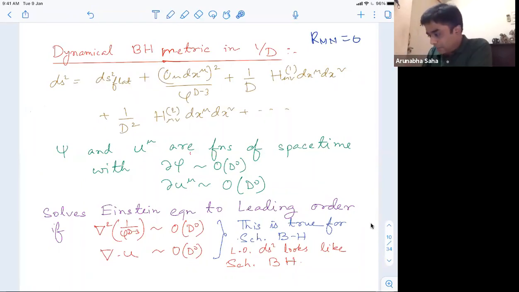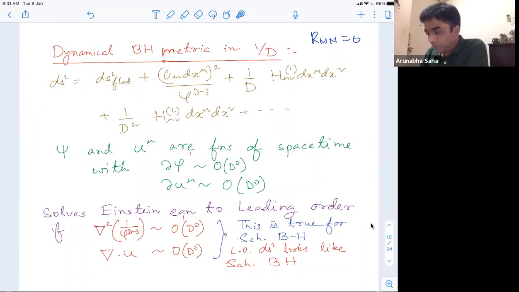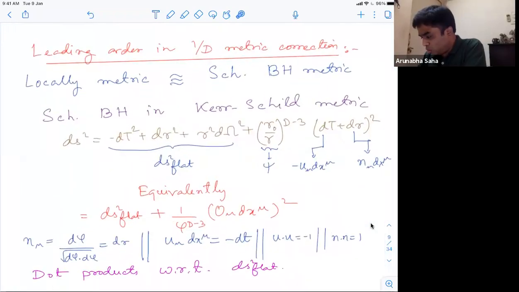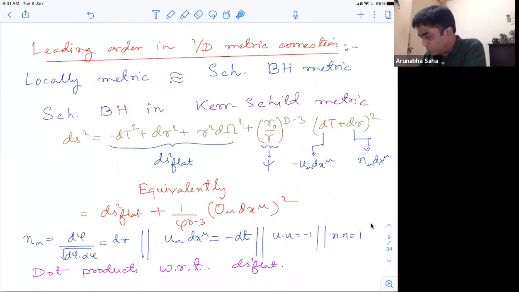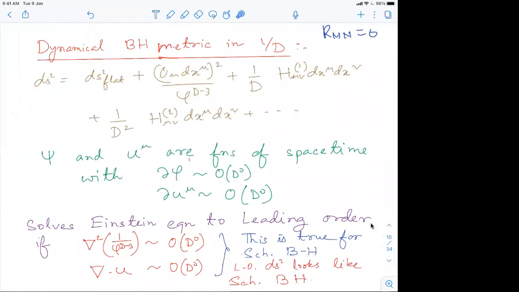It can be shown that this part of the metric solves the vacuum Einstein equation to leading order in large D. But is this a fixed solution, or can there be multiple solutions? This solution has a functional degree of freedom, in fact two functional degrees of freedom. This psi is an arbitrary function, and in the definition of u, U is another arbitrary vector valued function. So for any such function, this will solve it, right?